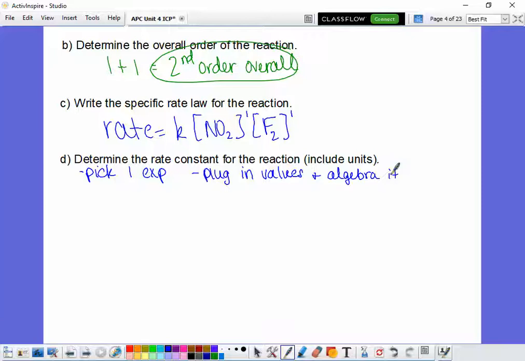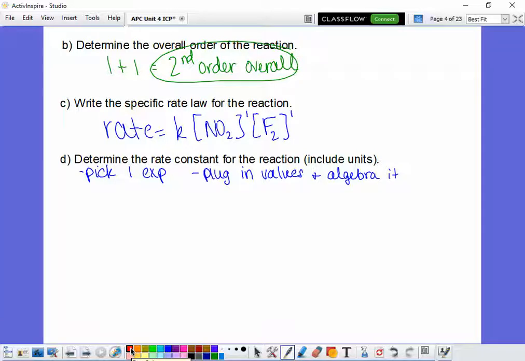So which one do you want to pick, Anthony? 1, 2, or 3? 3. Okay. Let's look at experiment 3. If you don't like experiment 3, you can pick a different one. All right, we're going to plug in the information we have to our rate law and solve for K, because that's our only variable now.